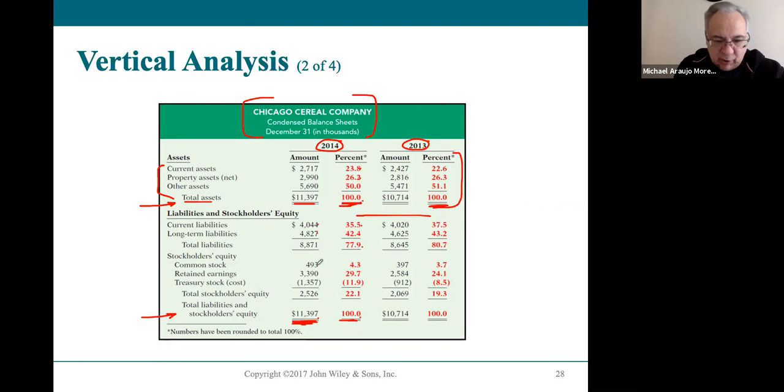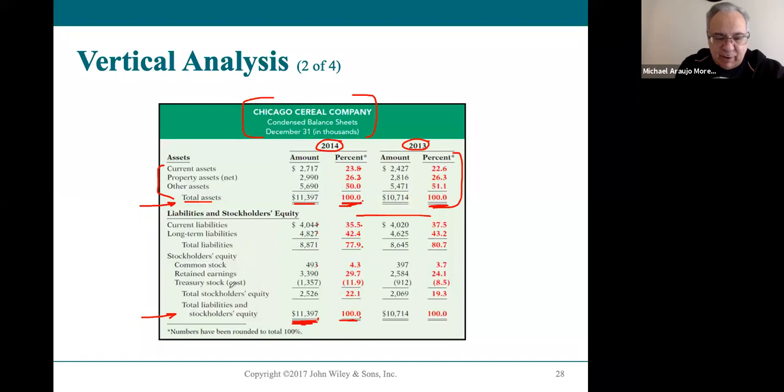Common stock is usually a small number. So it's the 493 divided by the total of 11,397. That's why it's so small. 4.3%. Common stock represents 4.3% of your total liabilities and stockholders' equity value.